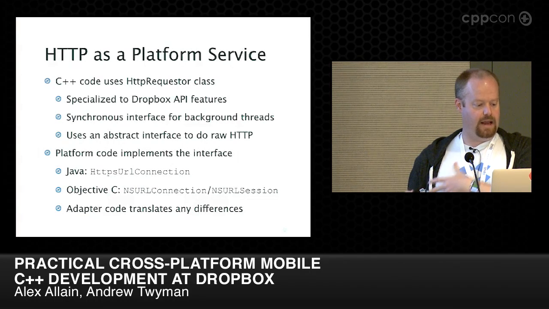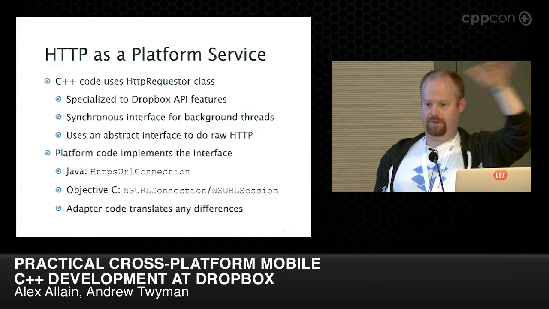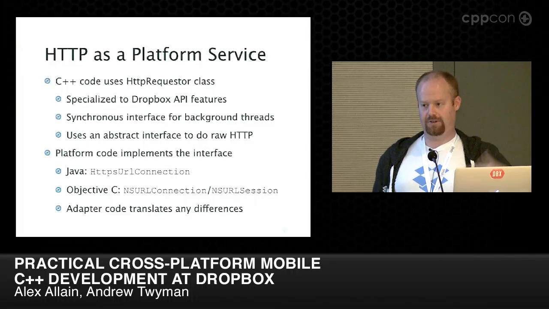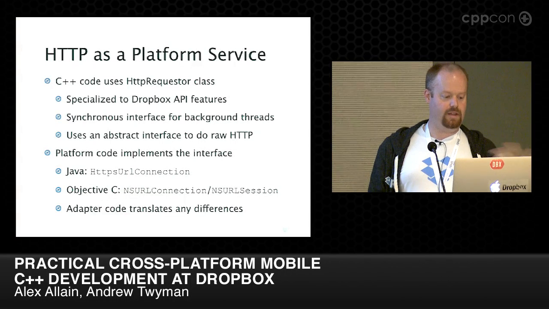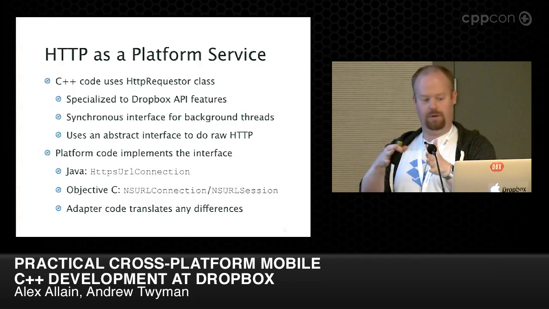The way that HTTP requester does the raw HTTP calls once it's decided exactly what should go over the wire is it uses an abstract interface. It doesn't know where that implementation is. And it's the platform layer or the app layer that is specific to a platform that's providing the implementation of that interface. So in Java, that's based on HTTPS URL connection, though with a bunch of glue code in between.